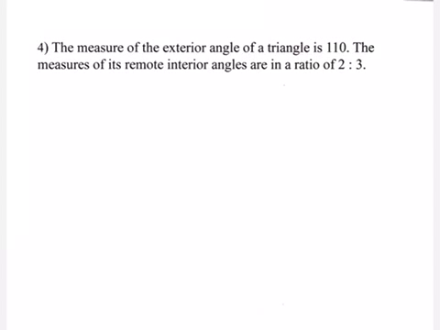The measure of the exterior angle of a triangle is 110. The measure of the remote interior angles is in a ratio of 2 to 3. So 110 is the exterior angle, but they tell us the ratio of the other two angles is 2 to 3. So what we do is we just tack the variable onto each of these numbers. So in reality, one angle is 2x, the other angle is 3x. And so now we're just going to solve this.